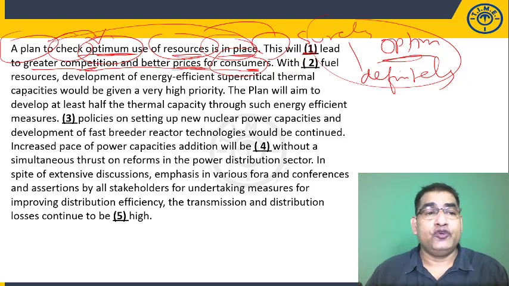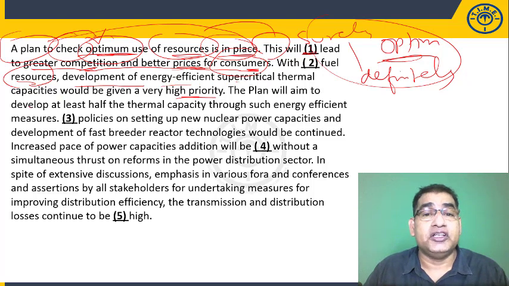With dash fuel resources, development of energy efficient supercritical thermal capacities would be given a very high priority. Okay, with dash fuel resources, when, what happens with fuel resources, would the government do something like developing energy efficient supercritical thermal capacities, given high priority?